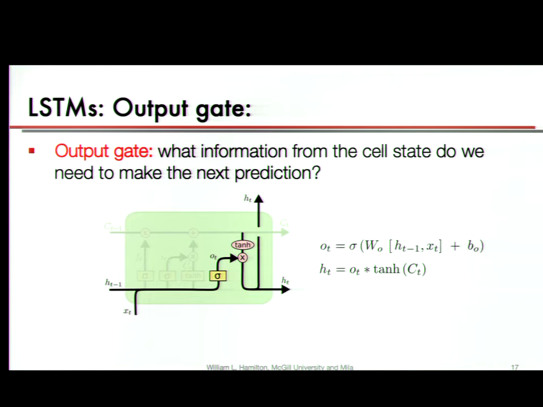And it doesn't end there. We have one more gate. We now have the output gate. The output gate is what information from the cell state we need to make the prediction. So the output gate is, again, a function of the previous hidden state and the input. And now what we're doing is we're using the output gate to tell us how to take the cell state and turn this cell state into our hidden state that we're using to make predictions.